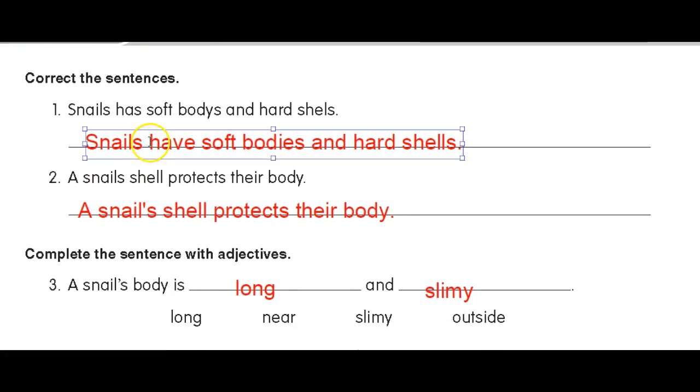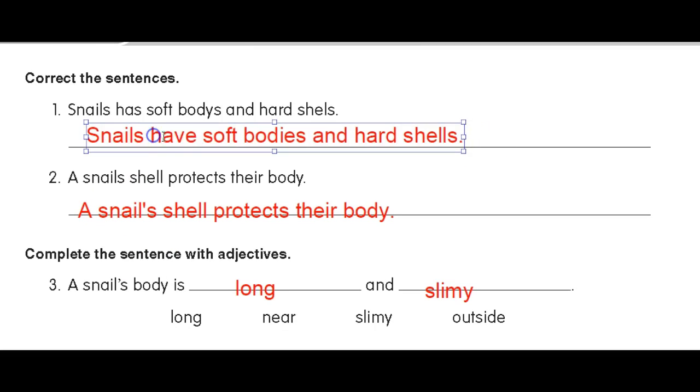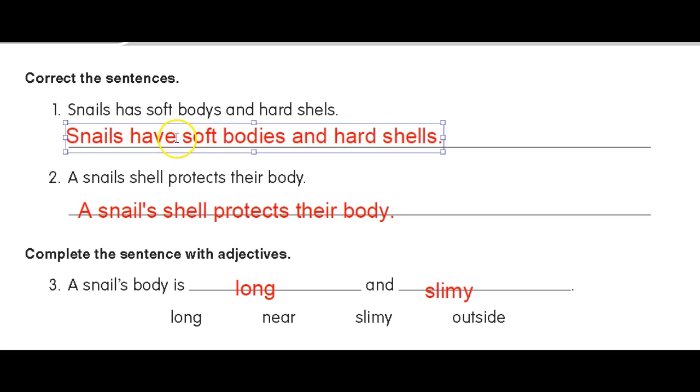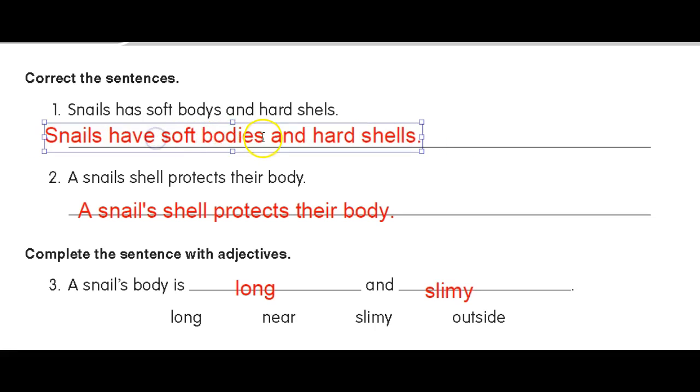Snails, not "snails has," snails have soft bodies. Okay, so it should be "have." Soft bodies, B-O-D-I-E-S. Okay, there's a consonant before the Y, so that means we need to change the Y to an I, add E-S. And hard shells. Shells should have two L's. A snail's shell, okay, snail should have an apostrophe S because the shell belongs to the snail.